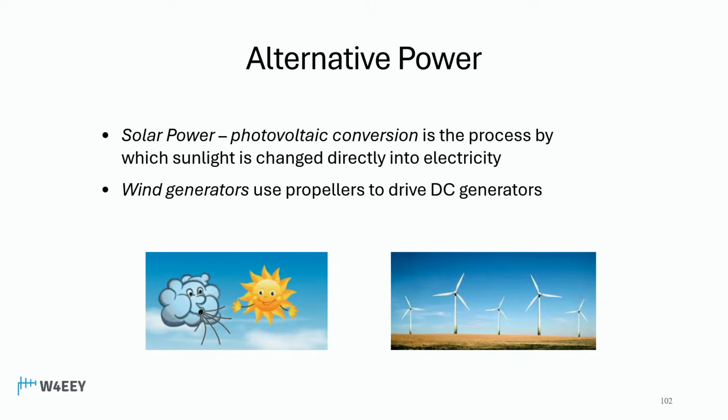Alternative power. Notice we've got a happy cloud and a happy sun over here. They're going to do some good things for us. So photovoltaic conversion, that's what happens with solar power, process by which sunlight is changed directly into electricity. And of course, wind generator, we've all seen these wind farms that are also controversial. It's a big propeller thing that drives a DC generator.